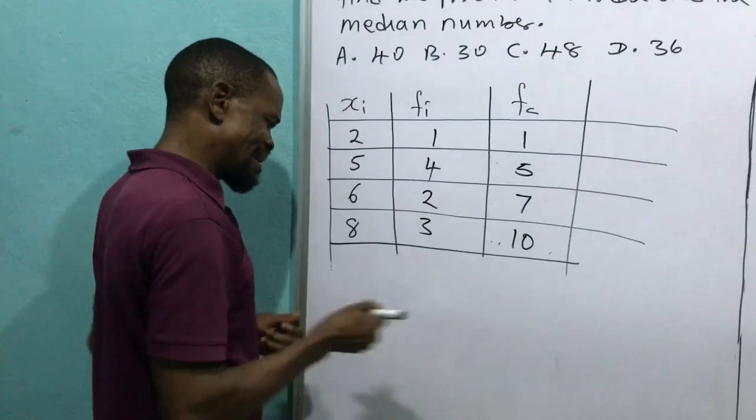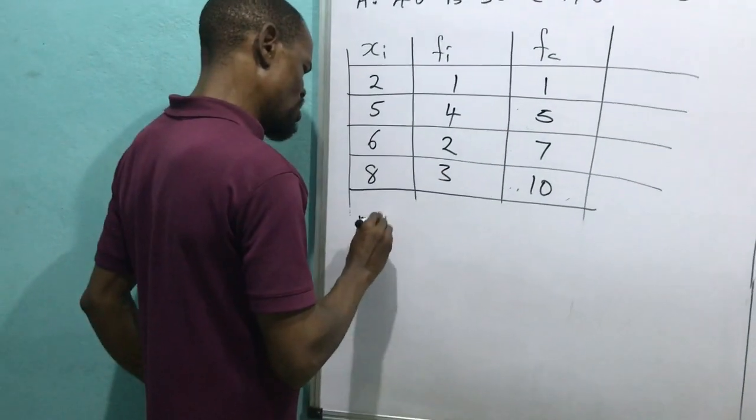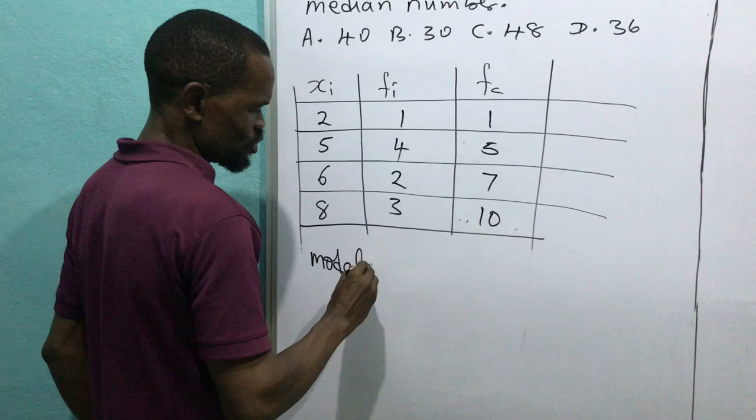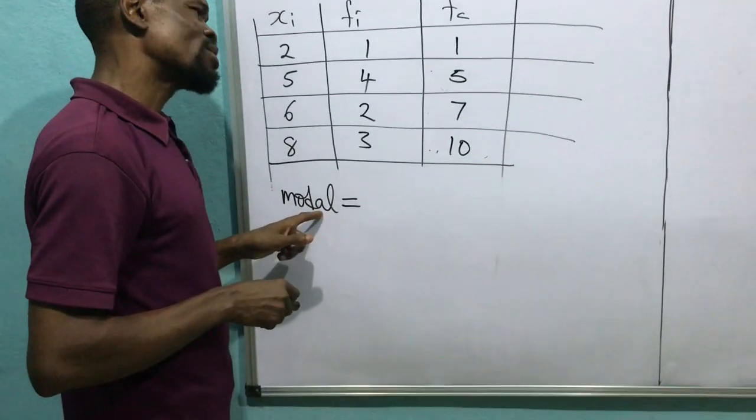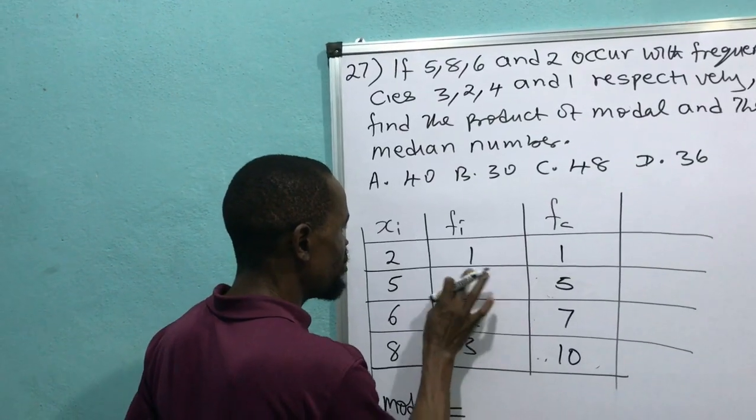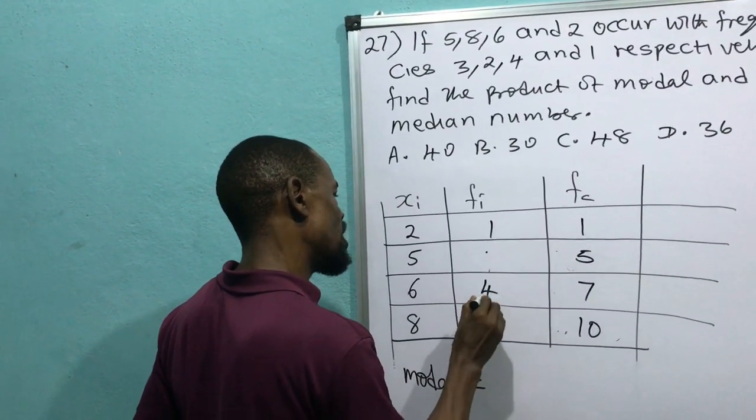The modal class, what do you mean by mode? Mode is equal to what? Highest frequency is what we call mode. Mode is the highest frequency. Frequency of 6 is 4. Are we there?